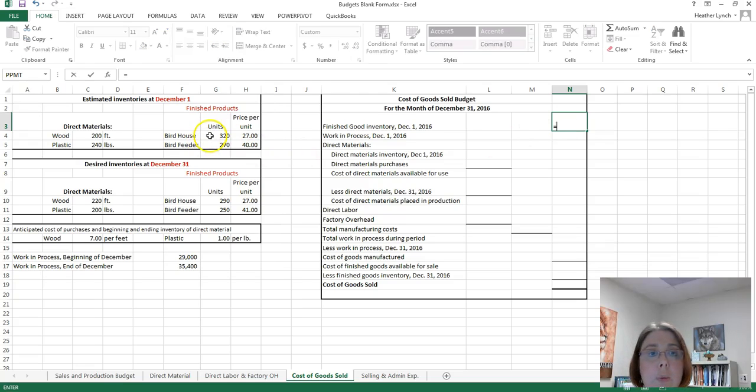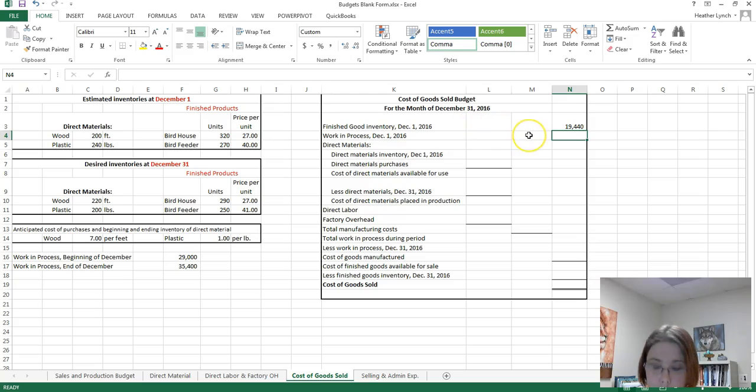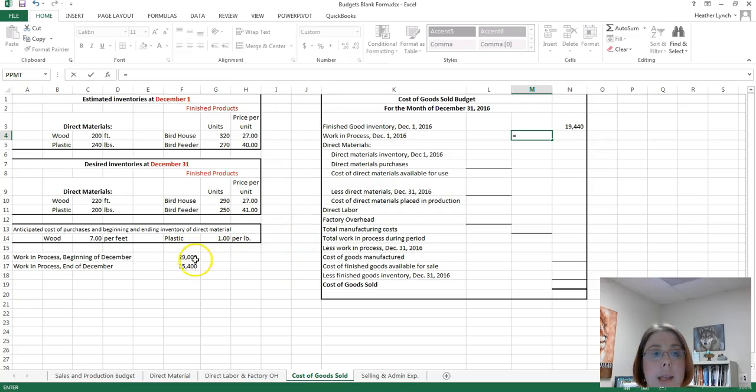Okay, so what we need to do is take that 320 times the price per unit plus the 270 times the 40. Because we're doing the cost of goods sold budget for the entire production. We're not separating it between birdhouse and bird feeder. Our work in process, they have provided that for us. Work in process beginning of December is the $29,000.